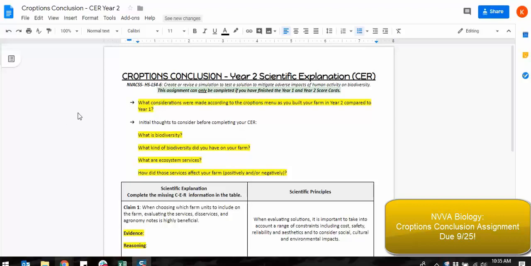So what I want you guys to do is go ahead and take a look at this. I've pulled up the Google Docs version. You can pull up this version, which is linked in your course content, or you can pull up the Microsoft Word version. It doesn't matter which one you choose, just have it open.